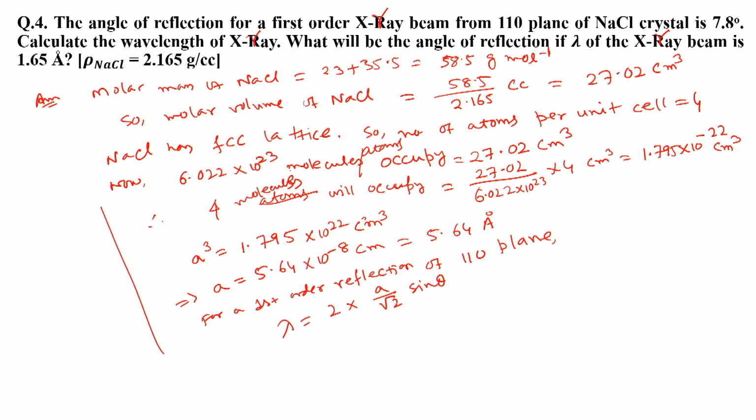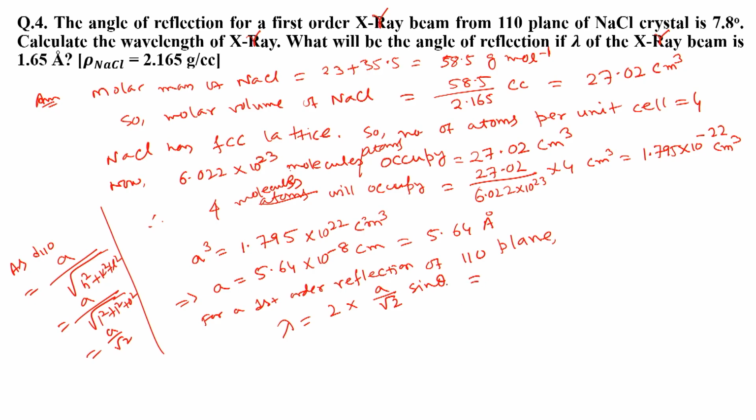Now how are we getting a by root 2? As d110 means a by root over h square plus k square plus l square, we already discussed. So we get a by root over 1 square plus 1 square plus 0 square, so we get a by root 2. That's how we get a by root 2 here. So for lambda we get this value.